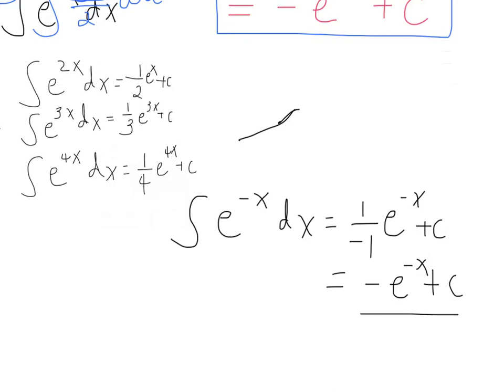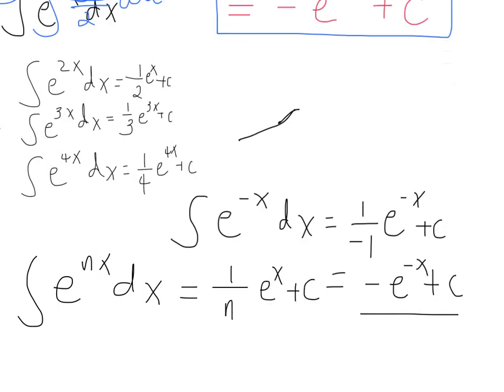Okay? So in general, let's generalize this. If this is e to the nx dx, where n is any number, so the integral will be 1 over n e to the nx plus c. So you won't have to do long computations anymore. But if you want to use this technique, you have to remember that that is the integral of e to the nx. Okay? That's it.